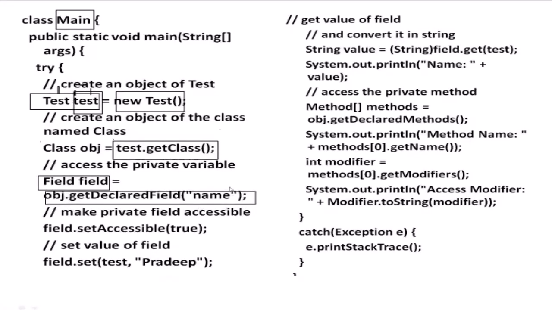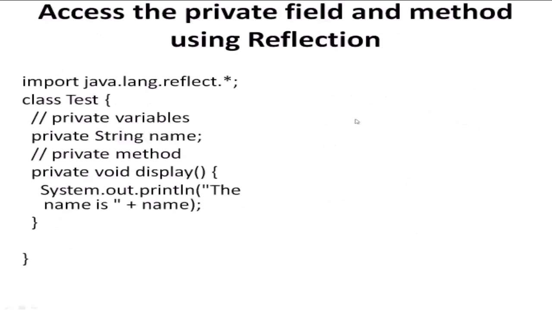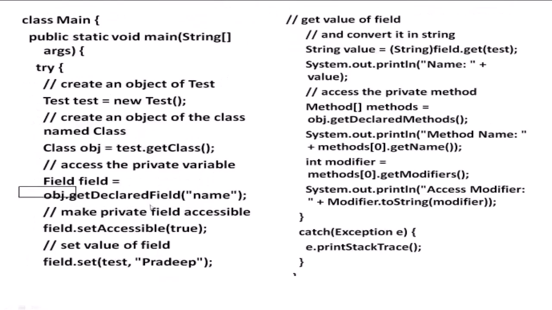So it is going to take it as name. Where is name? Here we have declared a private String name. So name is here, the private string name. Next, the field object dot getDeclaredField: that is name, which is declared as a private string. In which class? Test. In the Test class, that is declared as a private string.